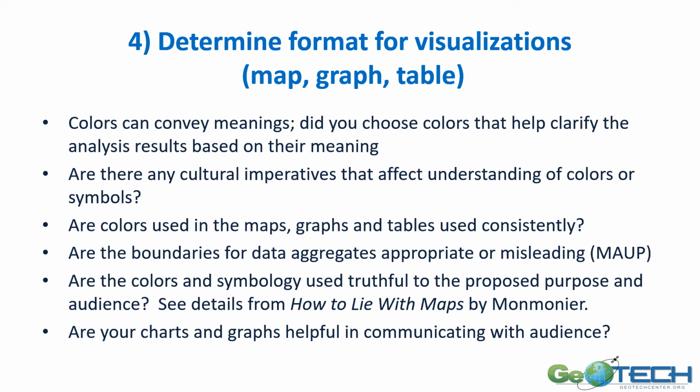Do your maps, graphs, and tables use the same colors for the different data sets consistently? Are the boundaries for the data aggregates appropriate or misleading? And that's the modifiable areal unit problem. Are colors and symbols useful and truthful to the proposed purpose and audience? And again, back to How to Lie with Maps. Are your charts and graphs helpful in communicating with the audience? Do they confuse them or do they help provide information?